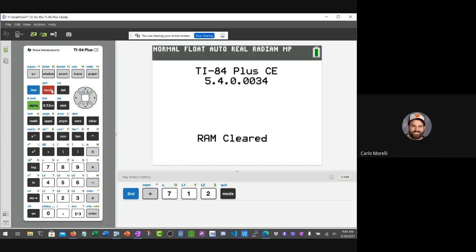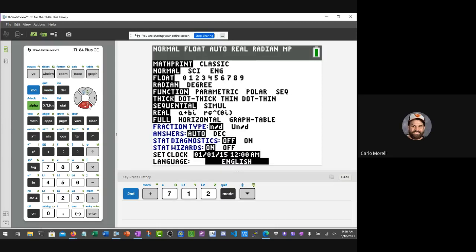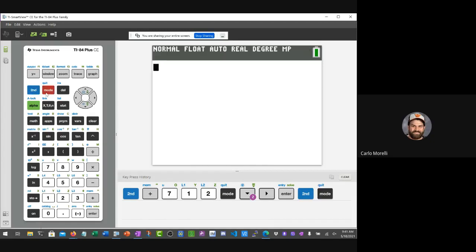Once it's cleared, hit mode and go down to where it says radian and degree. And you'll see that it's defaulting into radian mode. So you have to go over and change it to degree mode. So go select degree and hit enter so that it's flashing on degree. Then hit second mode to quit.